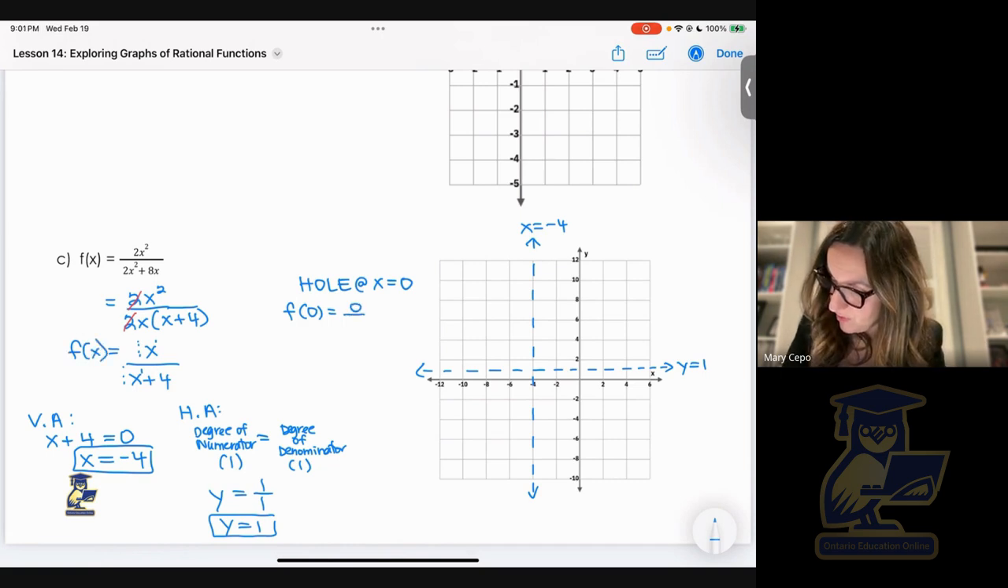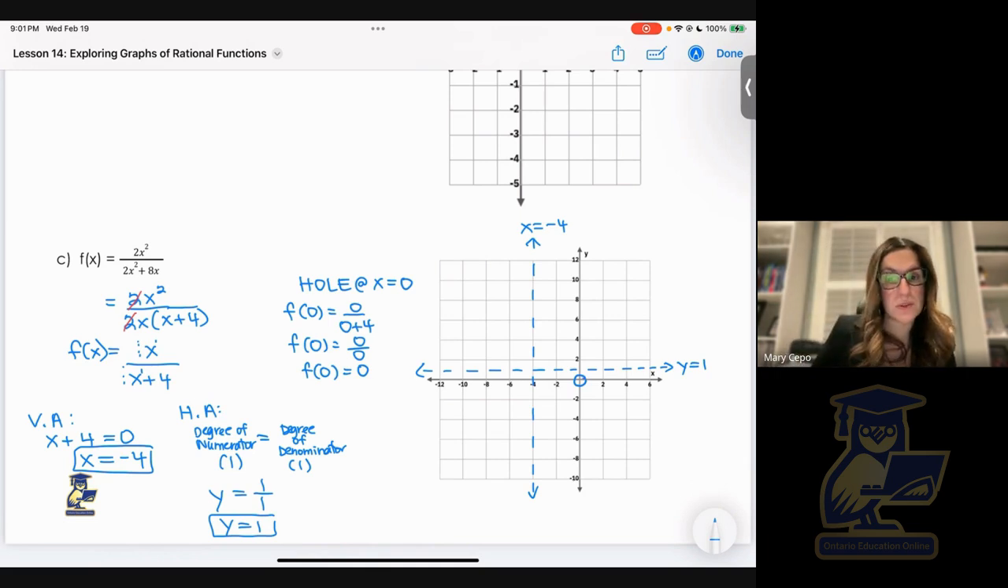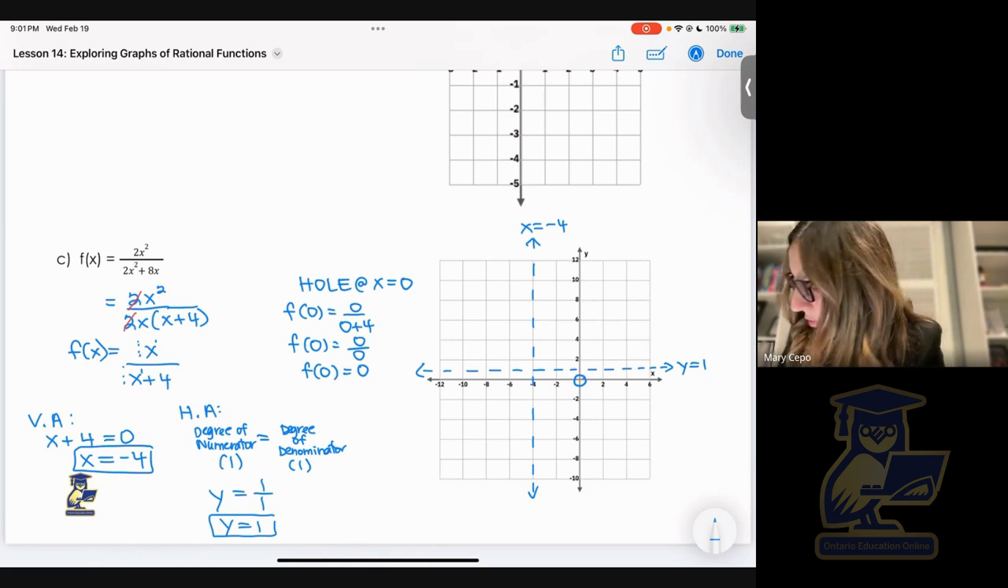So again, to find the corresponding y value, we would substitute that in the simplified form, which is 0 over 0 plus 4. So f of 0 is equal to 0 over 4. F of 0 is equal to 0. That means we have a hole at 0, 0. And that's going to help us sketch this. And that's all we want. We know according to any rational function.